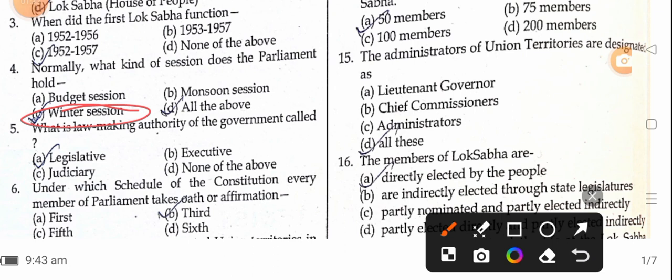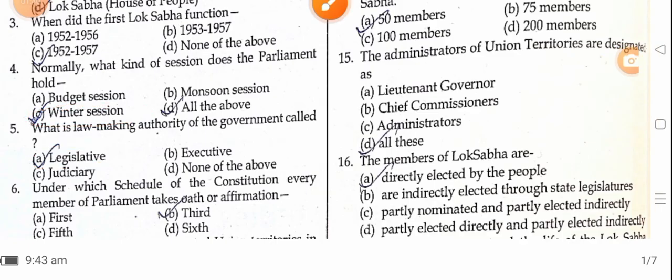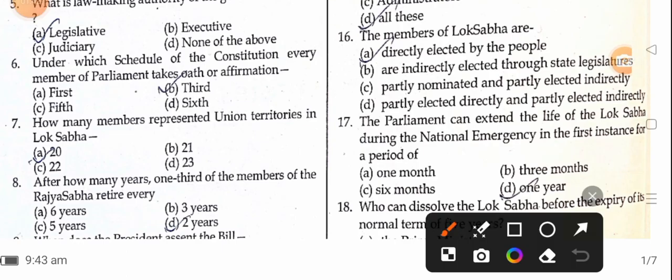What is the law making authority of government? Legislative. Under which schedule of the Constitution does every member of Parliament take oath or affirmation? Third, option B is the right one. How many members represent union territories in Lok Sabha? 20. Option A is the right one.